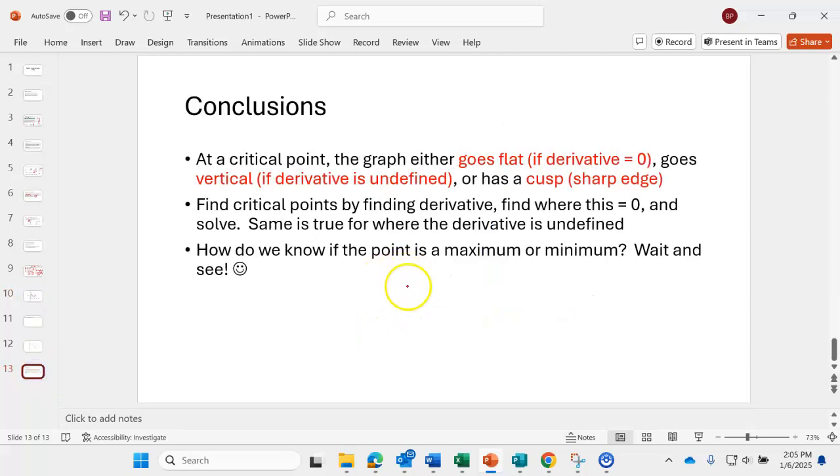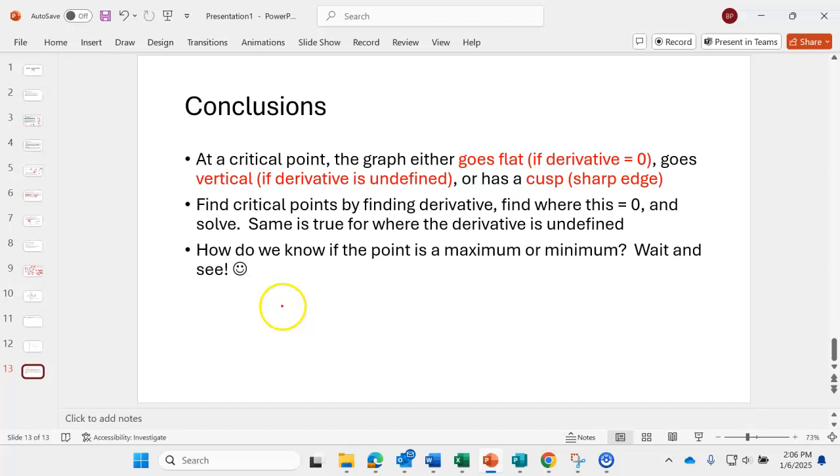So some conclusions we can make here. At a critical point, there are 3 possibilities. The graph has either gone flat, meaning the derivative is equal to 0, so the slope of our tangent line is 0. The graph has gone vertical, as in the derivative is undefined. Or the graph has a cusp, a sharp edge. You can't find the derivative of a graph when it has that sharp edge. When you're finding the critical points, you're going to find the derivative, find where it's equal to 0, and solve. And the same is going to be true where the derivative is undefined.